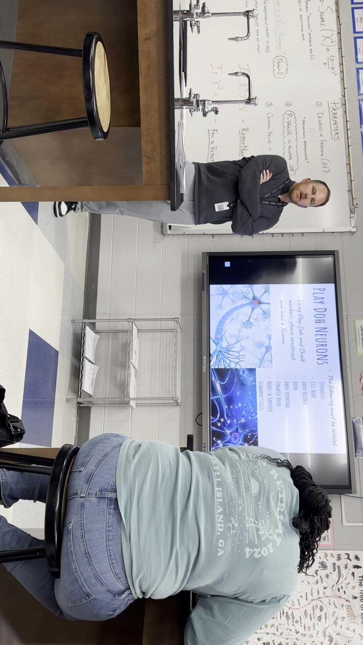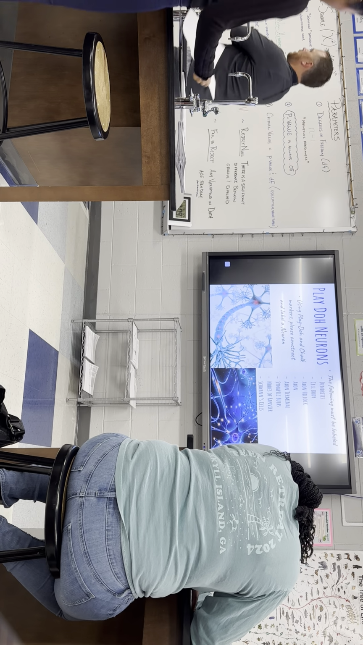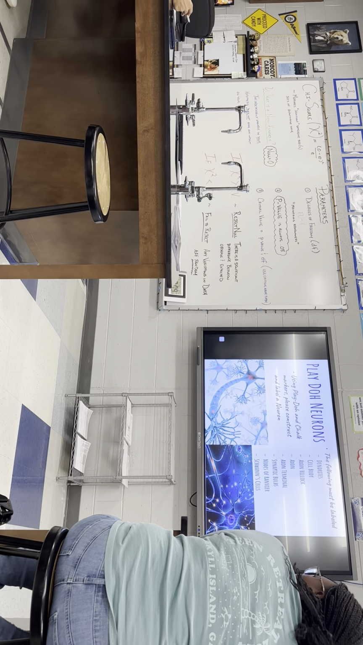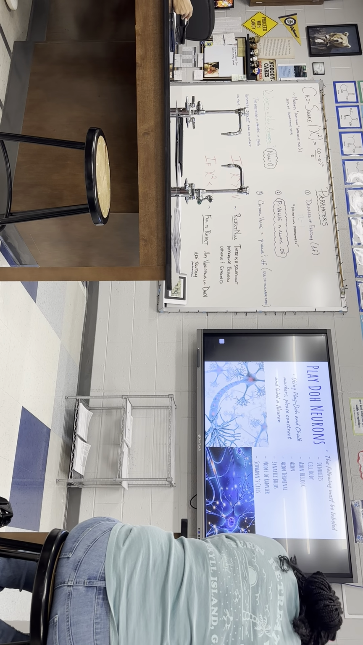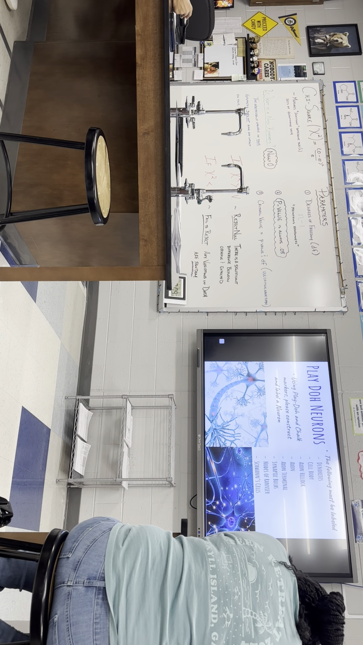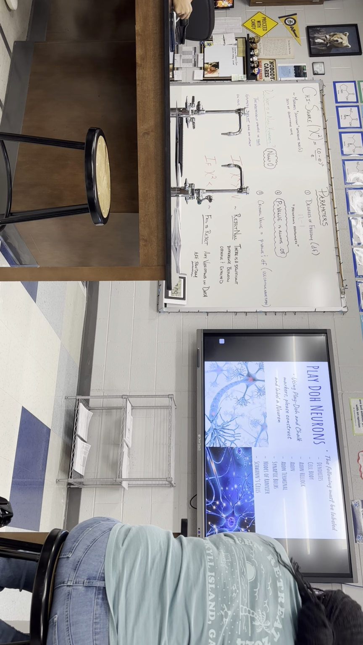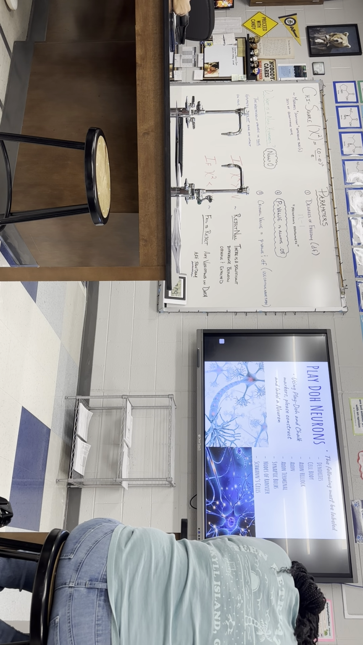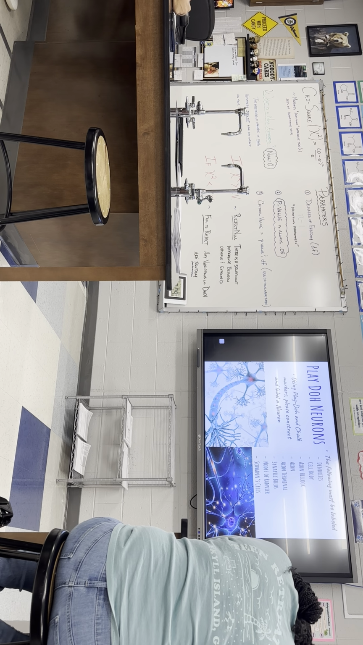All right. Follow-up question. When the sodium-potassium pump is activated and sodium moves into the axon, what do we call that process? When sodium moves into the axon and changes the electrochemical gradient, what do we call it?